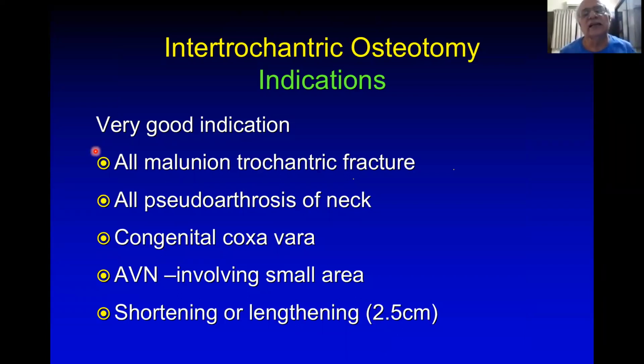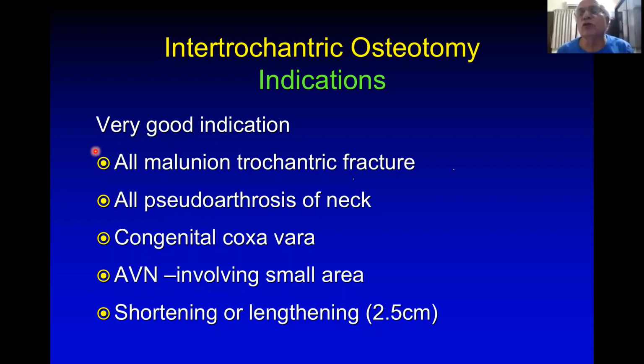So is this clear for Pauwel 1, Pauwel 2? Yes. Now we'll go to other osteotomy. What are the good indications for intertrochantric osteotomy? All malunited trochantric fractures. If they are in coxa-vara, so this is a very good operation, intertrochantric osteotomy. All pseudoarthrosis in the fracture neck.